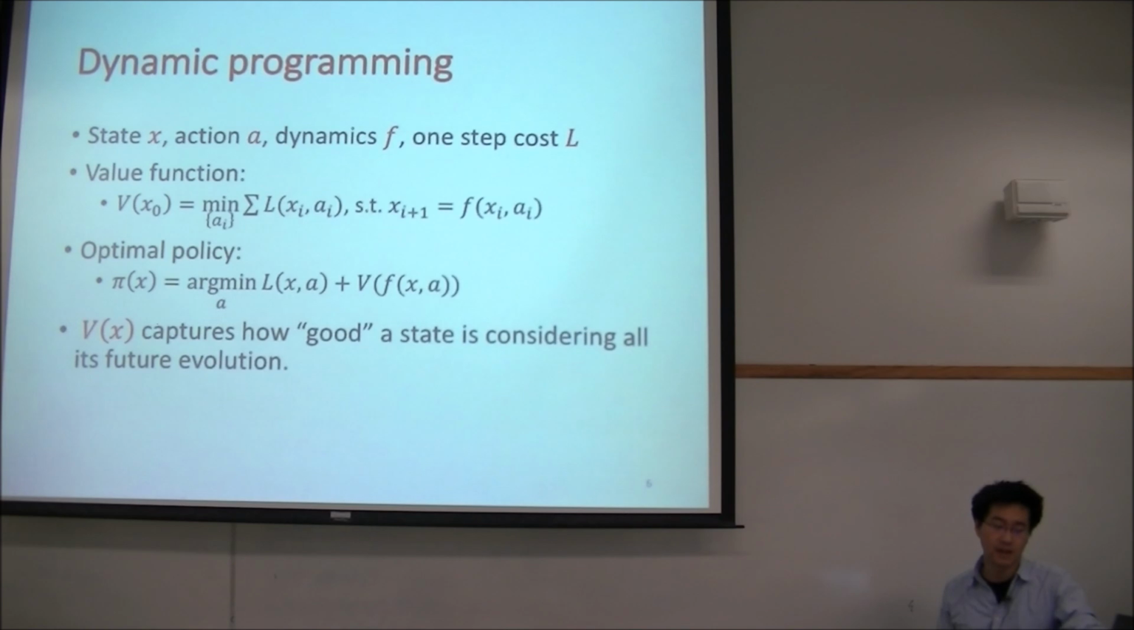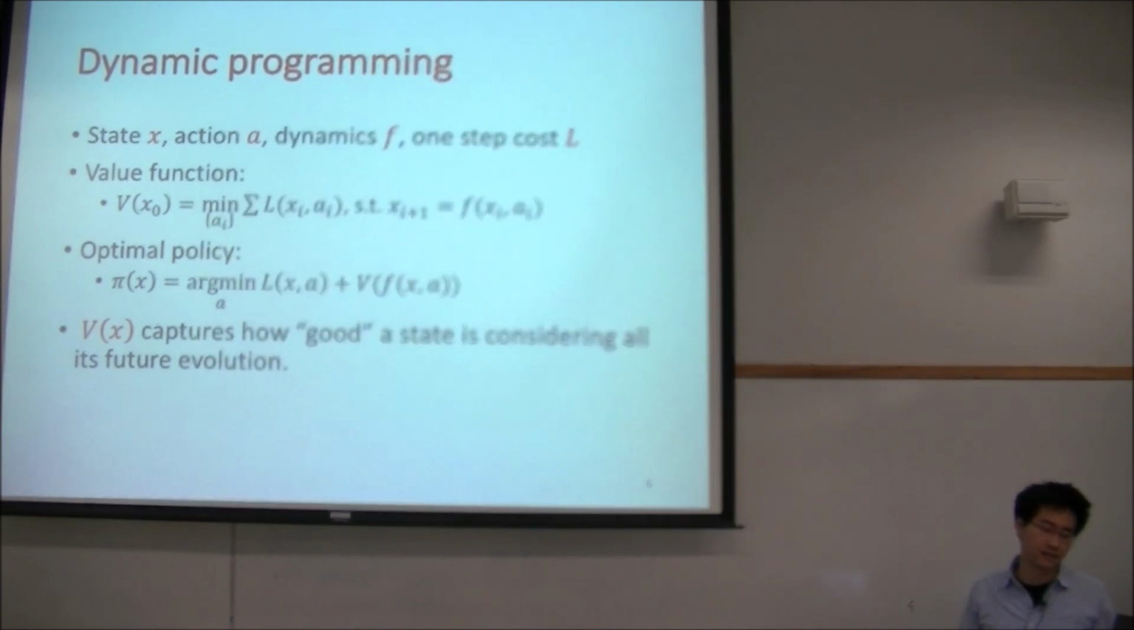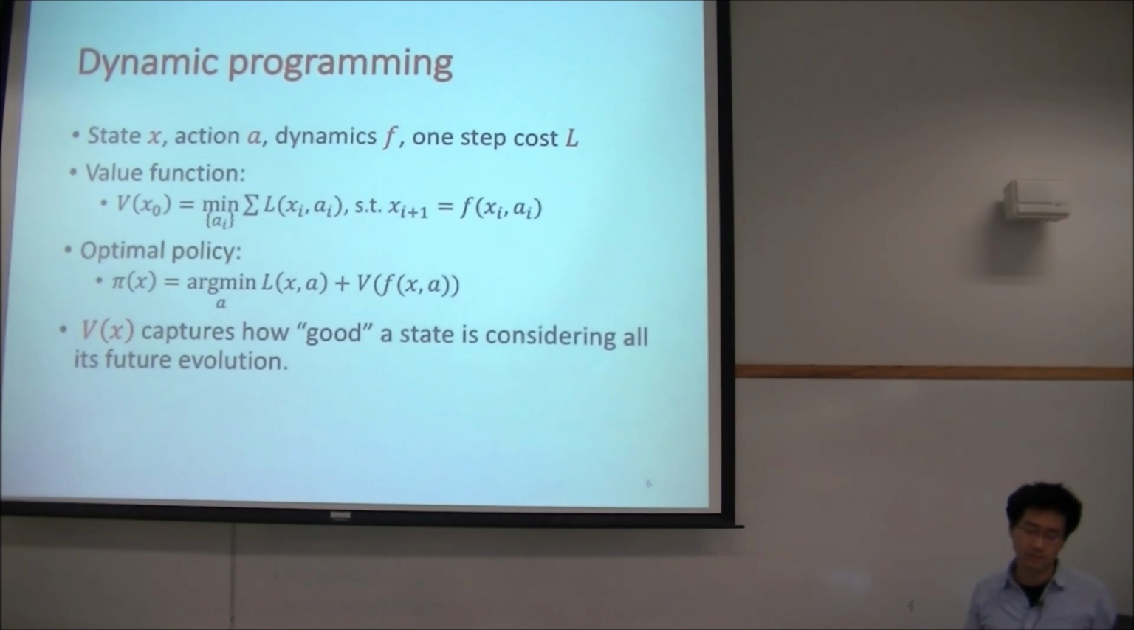It's represented by A. And then we have a state transition dynamics function, F. And we can also define a one-step cost function, L. So with all these things defined, we can introduce a concept called value function. And essentially, it's a notion that captures how good each individual state is, considering all its best possible future evolutions.